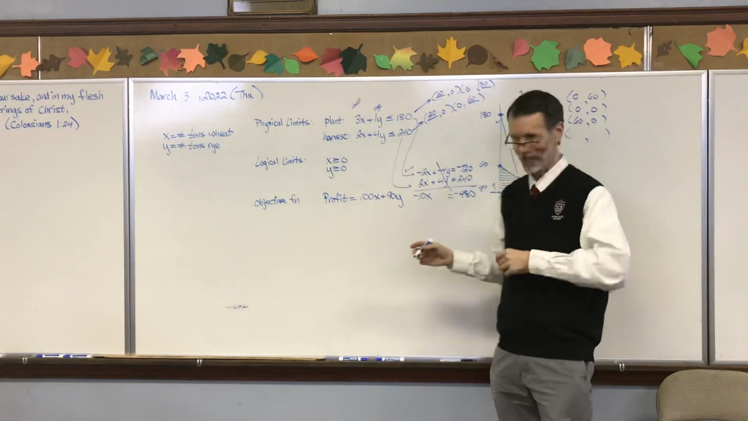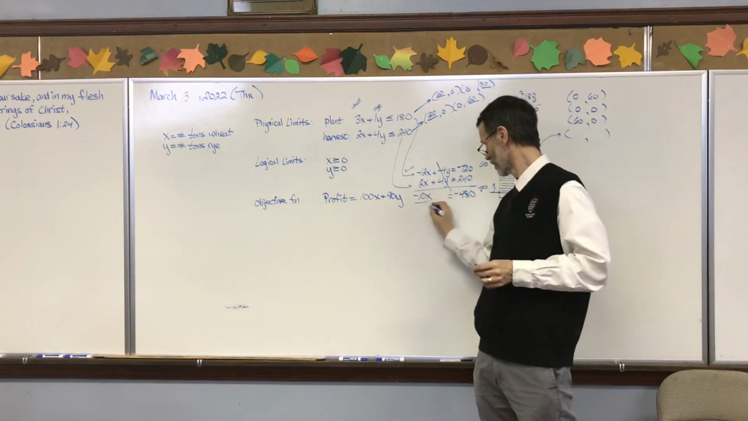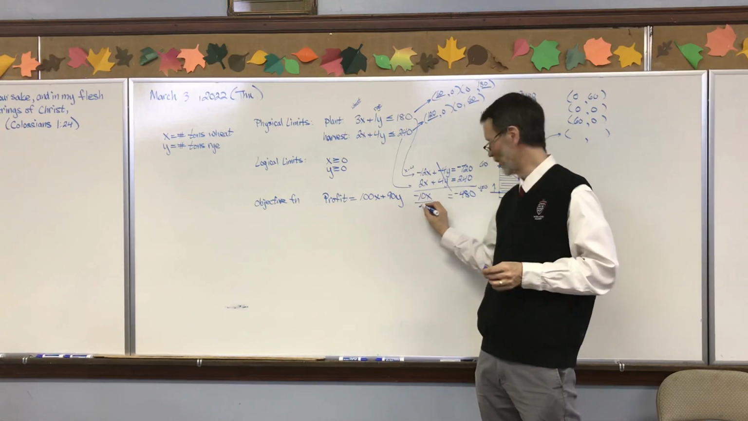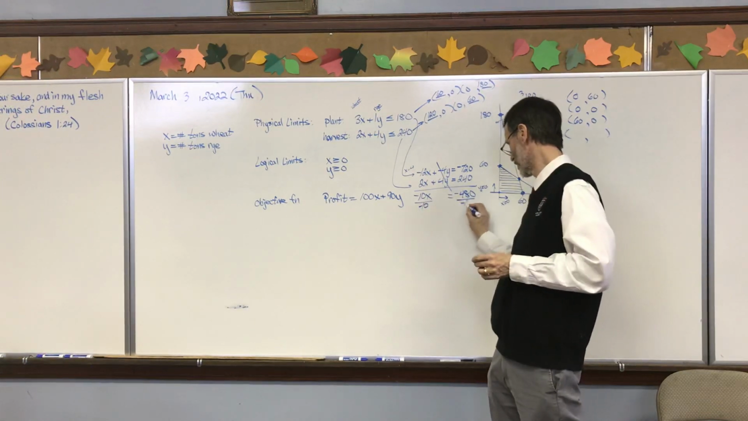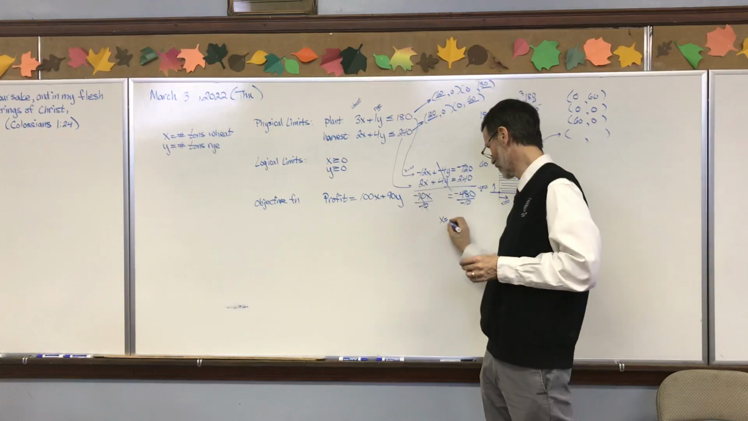Keep going. How do you get x by itself? You divide by negative 10. And what do you get? 48. Good. X equals 48.